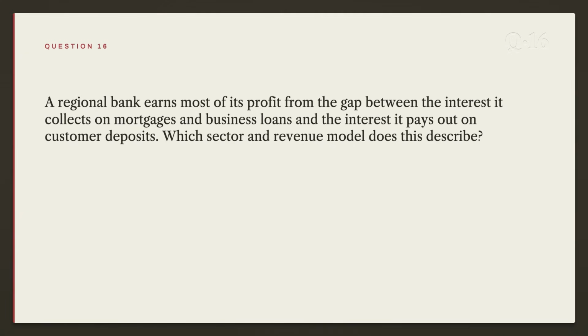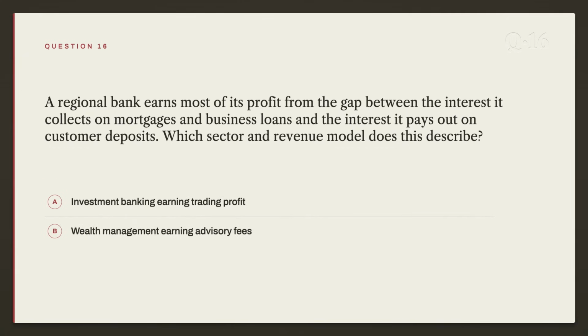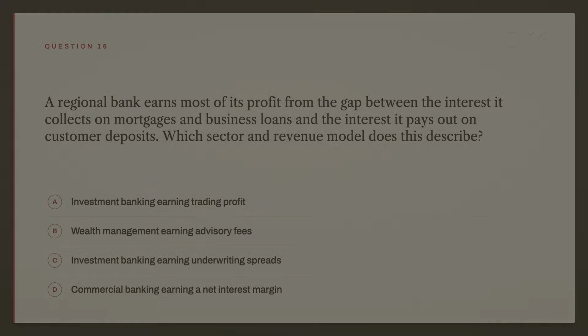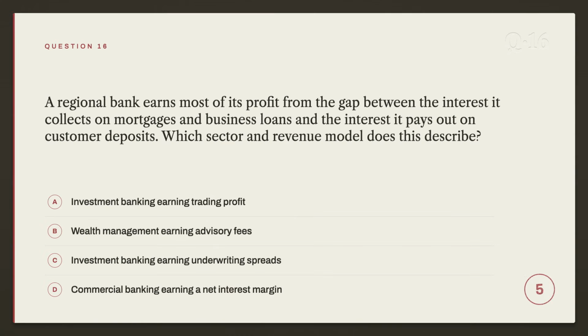Your options are A. Investment banking earning trading profit. B. Wealth management earning advisory fees. C. Investment banking earning underwriting spreads. D. Commercial banking earning a net interest margin. Got a guess? Lock it in.